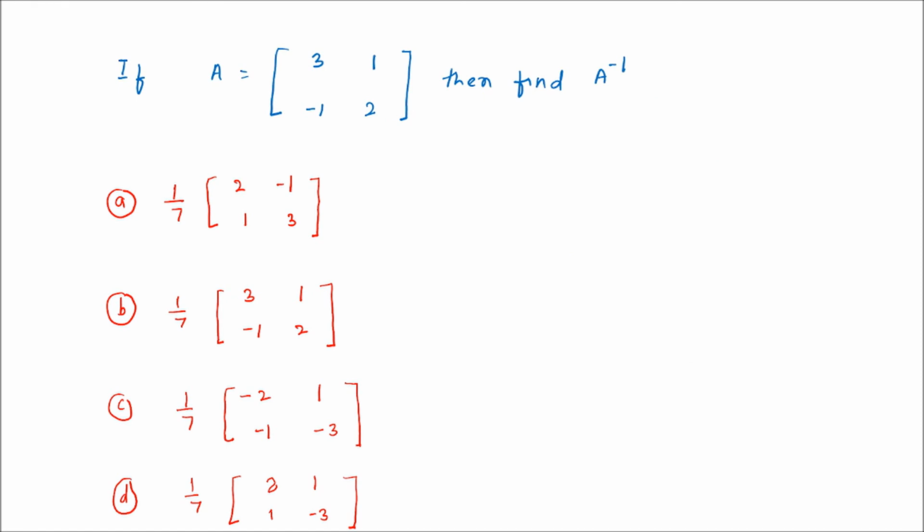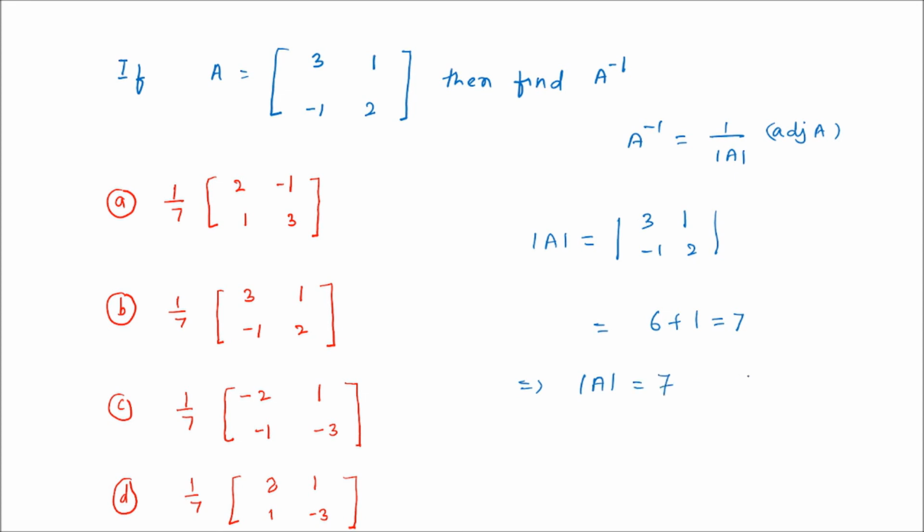So let us find here the inverse of the given matrix. So to find the inverse of a given matrix, we know that the inverse of a matrix is equal to 1 upon determinant of A into adjoint of A. So let us calculate determinant of A, that is 3, 1 minus 1, 2. This is equal to 6 plus 3 into 2, 6 plus 1, it is 7. This implies determinant of A is equal to 7. This implies the inverse exists.